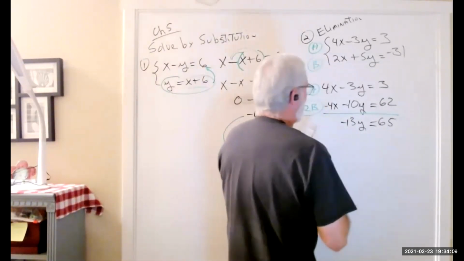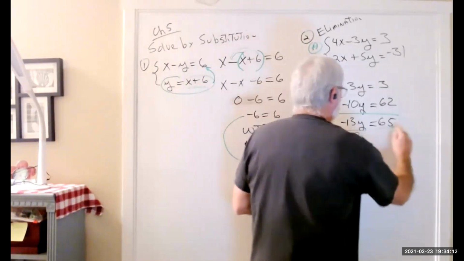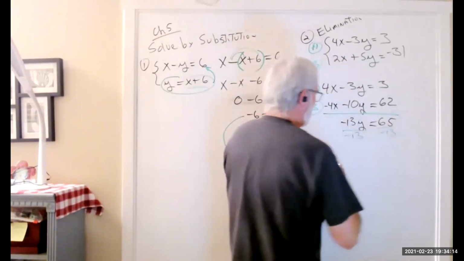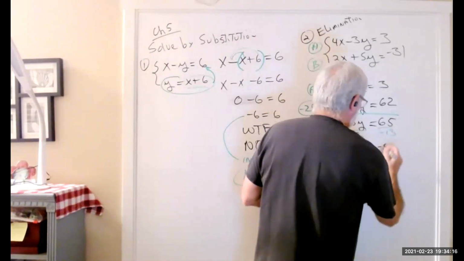Okay, so divide both sides by -13. And I believe I end up with y is -5.